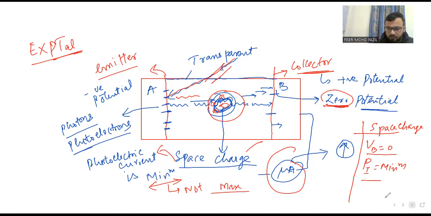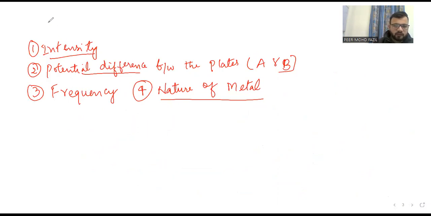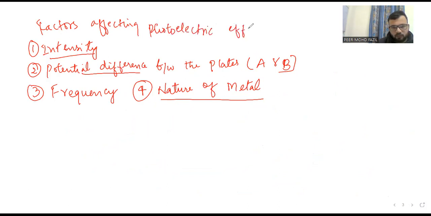Then we studied the various factors affecting the photoelectric effect. If this is asked to you, you can write it like this: factors affecting the photoelectric effect. What are the various factors which affect the photoelectric effect? First is intensity, and we will discuss the others later on: potential difference, frequency, and nature of material.